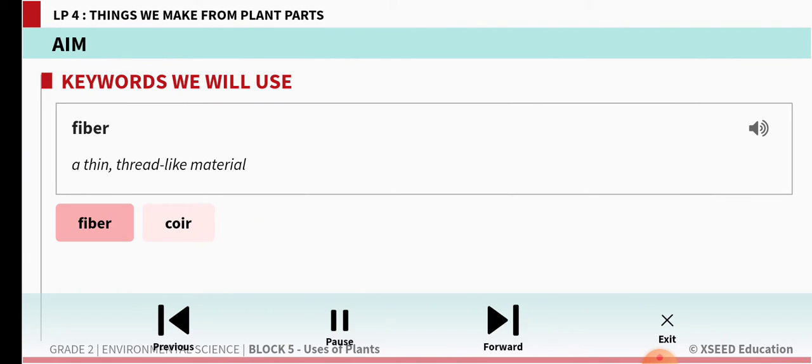So fiber means a thin thread-like material which is then twisted into thread, and from the thread clothes are made. F-I-B-E-R, fiber, a thin thread-like thing or material. You can write it.